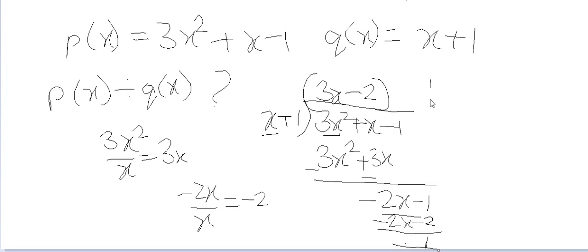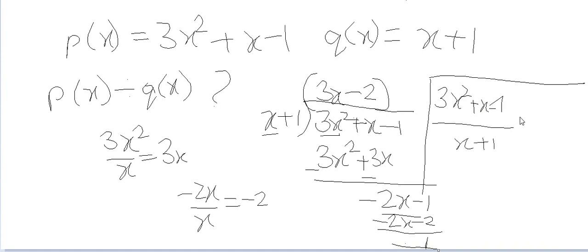So we write 3x squared plus x minus 1 divided by x plus 1 is equal to, we'll write it here, 3x squared plus x minus 1 is equal to (x plus 1) times (3x minus 2) plus 1. So 3x squared plus x minus 1 is equal to (x plus 1) into (3x minus 2) plus 1.